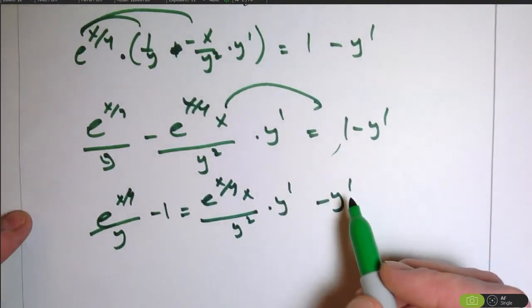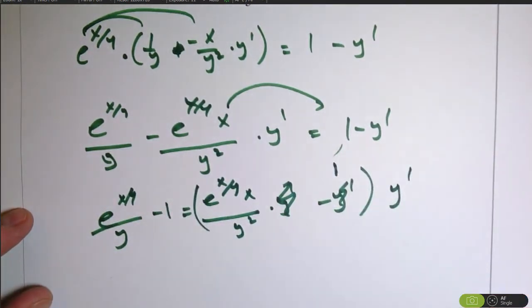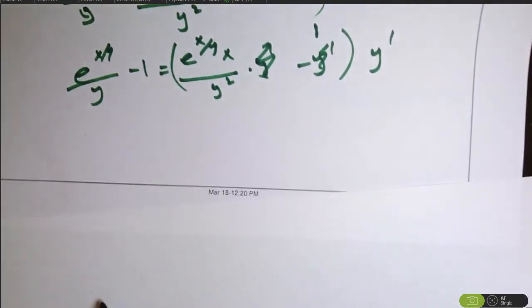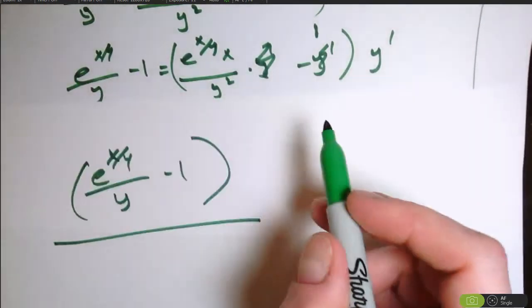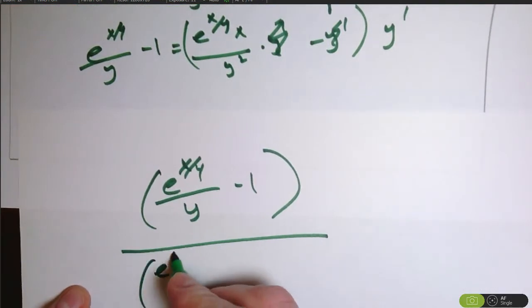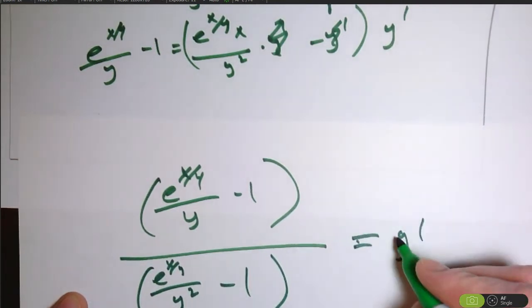Now I have to factor out the y prime here, so this will really be a 1 y prime. And oh man, that is just ugly, ugly, ugly. Wow. I wanted to look at an implicit differentiation problem, but I didn't realize this was so bad. Well, now we got to divide by all of this mess. So e to the x over y minus 1 all over, okay, that's the left side, all over this junk. So e to the x over y squared minus 1 equals y prime. Wow.